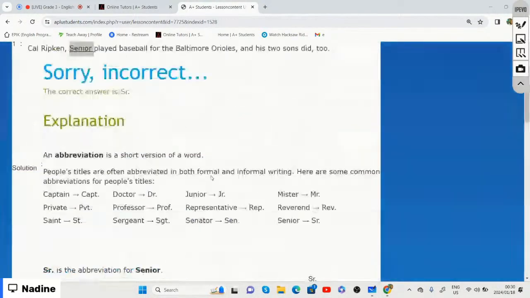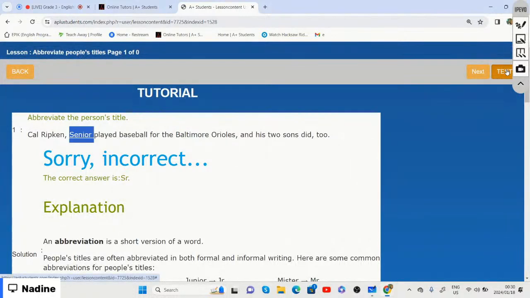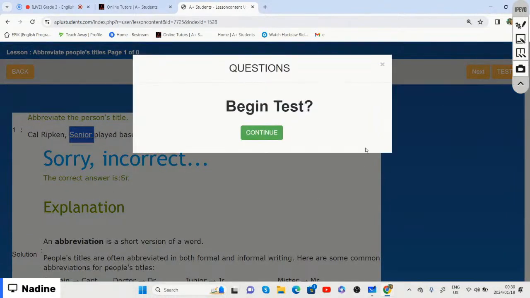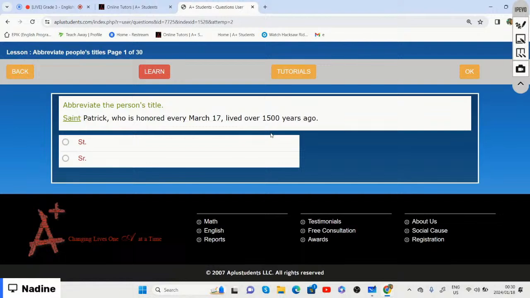Right? All right, so now we're going to our test where we're going to abbreviate people's titles. We need to abbreviate the people's titles, the word that is underlined and in green. It is St. Patrick, who is honored every March 17, lived over 1,500 years ago.